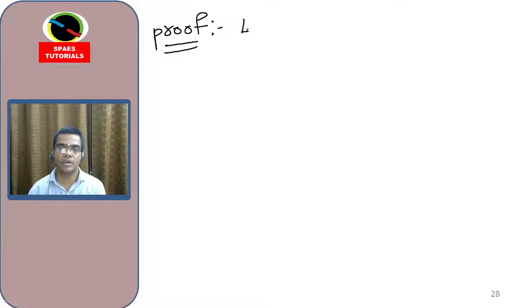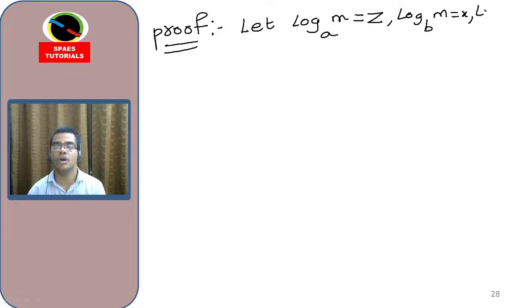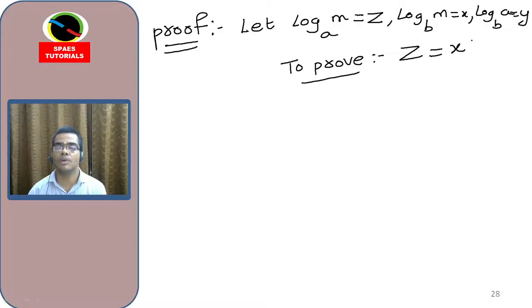Let log m to the base a be equal to some value z, log m to some base b be equal to x, and log a to the base b will be some y value. Now, what do we need to prove? Z is equal to x by y. This is what we need to prove.